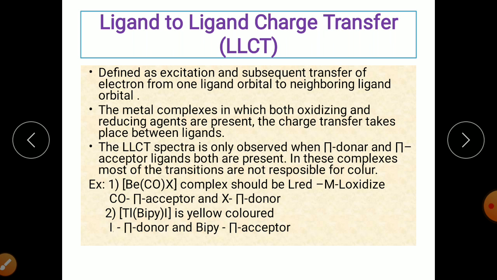So ligand to ligand or inter-ligand charge transfer is observed in special cases that give colored complexes due to charge transfer spectra. Here, there is no d-d transition, but it also shows colored complexes or colored bands due to charge transfer spectra. So these are very important concepts under the charge transfer spectra.